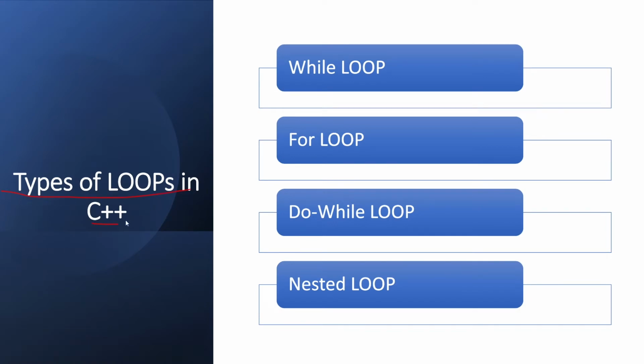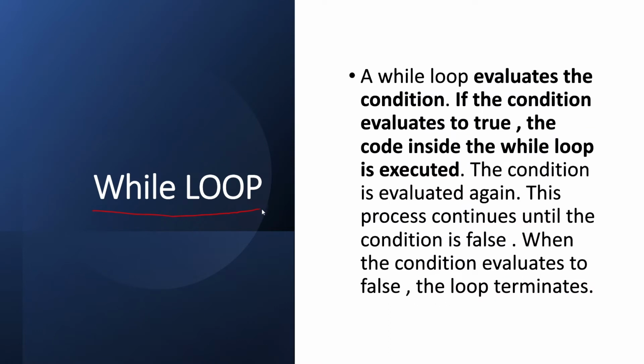There are 4 types of loops in C++. First, while loop, second, for loop, third, do while loop, and fourth is nested loop. First of all, we discuss what is a while loop.